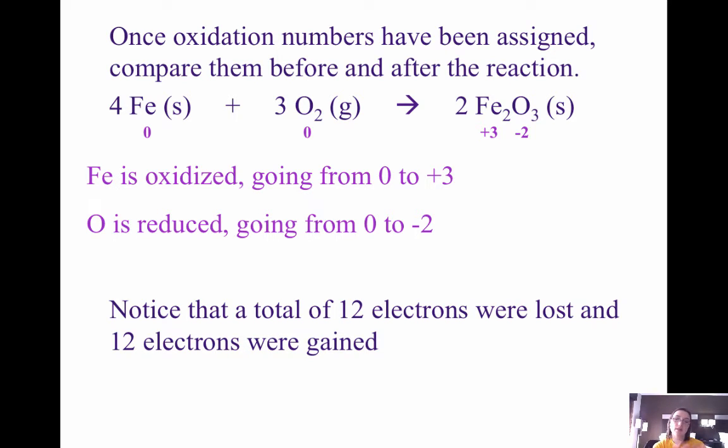So if it loses an electron, it becomes positive. So 0 to +3. Iron is being oxidized. Oxygen is going from 0 to -2. It's becoming more negative, so it's gaining electrons. Its oxidation number is being reduced, so oxygen is reduced. Notice that a total of 12 electrons were lost and 12 electrons were gained. You have to have somewhere for those electrons to go.